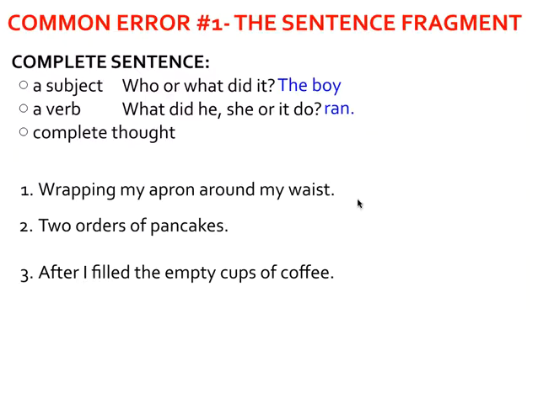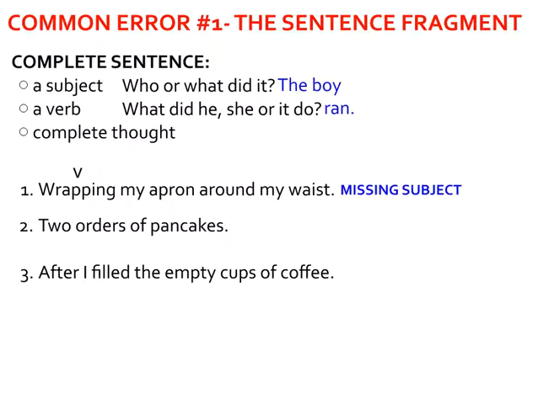Wrapping my apron around my waist. Well, who or what did it? Who or what did the wrapping? I'm not sure. What did he, she, or it do? The wrapping, right? So I am missing a subject. In order to revise this sentence, I need to add a subject. Someone or something needs to wrap the apron around their waist.